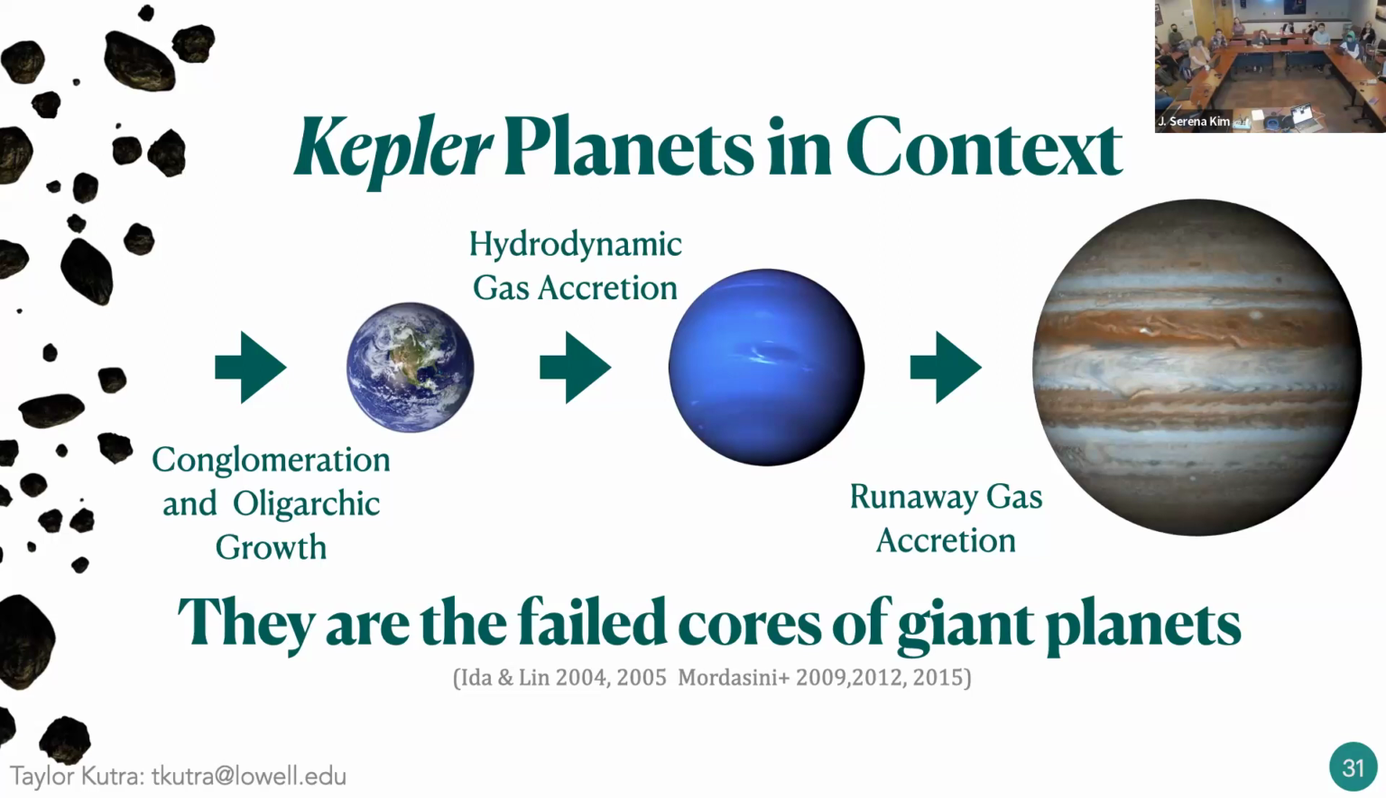If those rocky bodies are formed while the protoplanetary disk is still around, you get hydrodynamic gas accretion onto them. They accrete these primordial atmospheres. That's what we think of when we think of Kepler planet, super Earth, sub-Neptune. And then if the rocky mass in them becomes large enough, they undergo runaway gas accretion and become a Jovian planet. And so when we think of the Kepler planets, we think of them as the failed cores of Jovian planets.